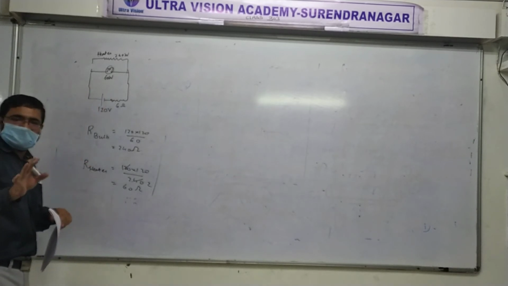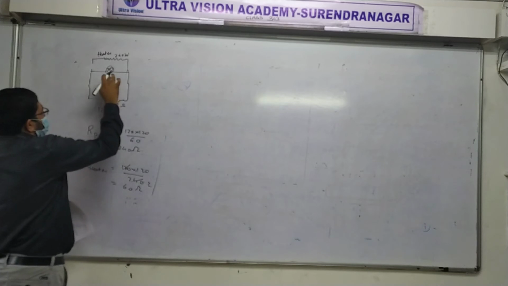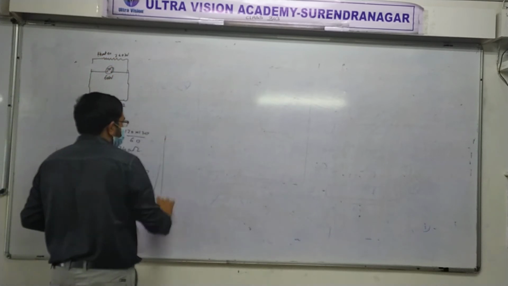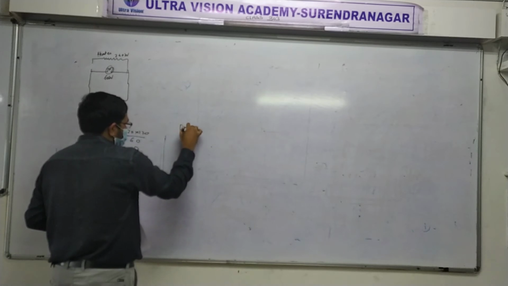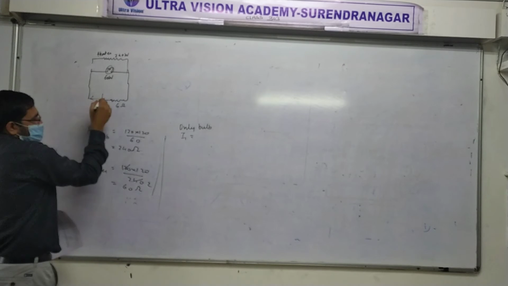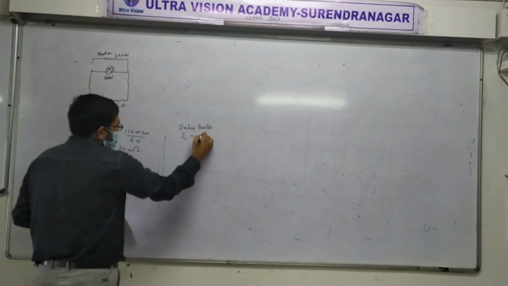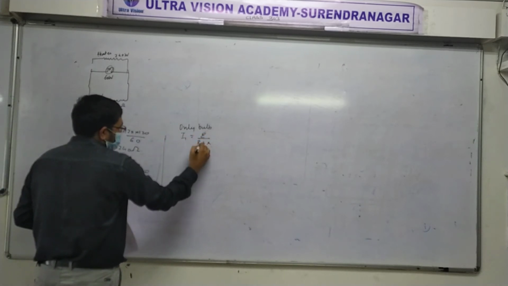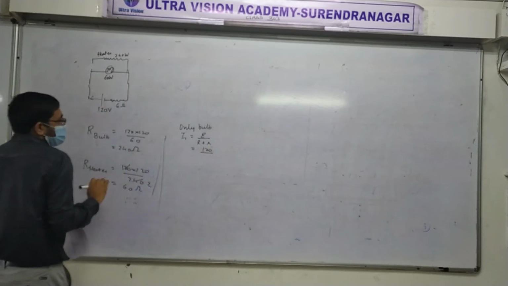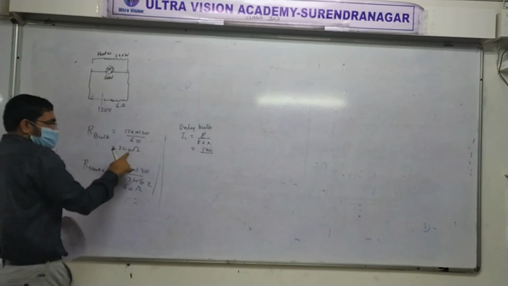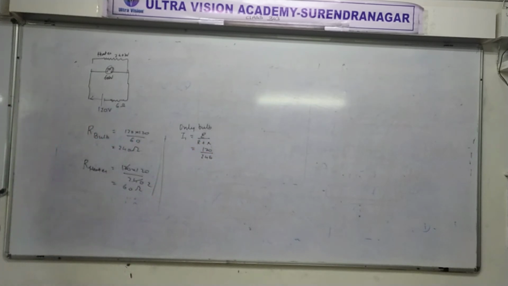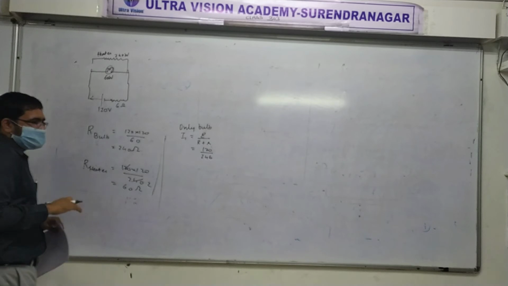For that we'll have to find out the current. First situation, only the bulb is connected, the heater is not connected, and this is 6 ohm. So in the first situation with only the bulb, what's the current flowing here? I1 equal to epsilon upon R plus r. Epsilon is 120 divided by the resistance of the bulb 240 plus 6. Is it okay? Leave it there.